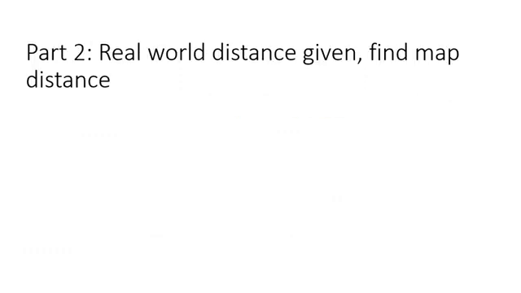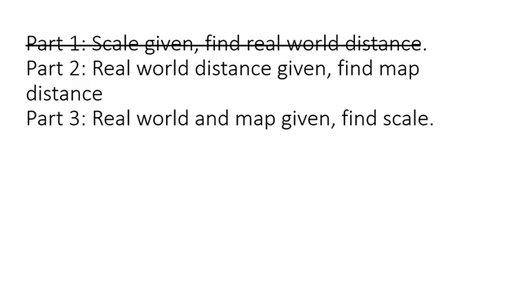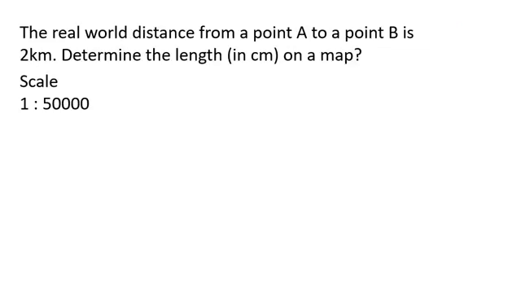So remember, we said that there were 3 different parts, and we looked at part 1 in the first lesson. Scale given, find the real world distance. That's what we did in the last lesson, so that is now done. Now, in this part 2, we might even do part 3, but if not, that'll be our next lesson. They're going to give us the real world distance, and then you need to find the map distance. So it's the complete opposite of what we did before. Here they said find the real world distance. Now they're saying find the map distance. So we don't need a map for this one.